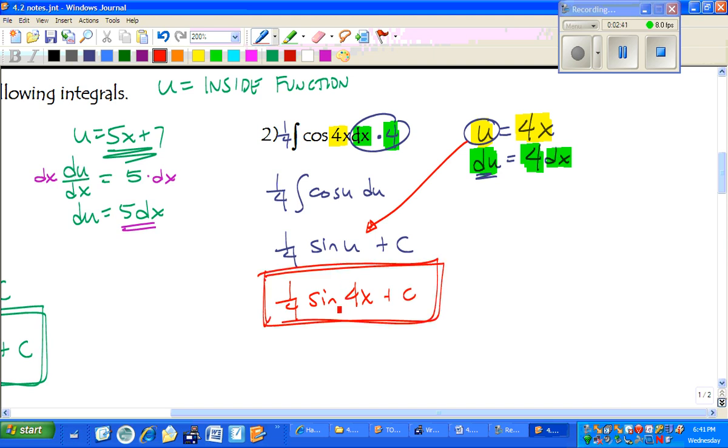Remember, you can always check it by taking the derivative of this. The derivative of sine is cosine, so we'd have 1/4 cosine of 4x. Then times the derivative of the inside, which is 4. That would get rid of our 1/4 and just give us cosine of 4x.